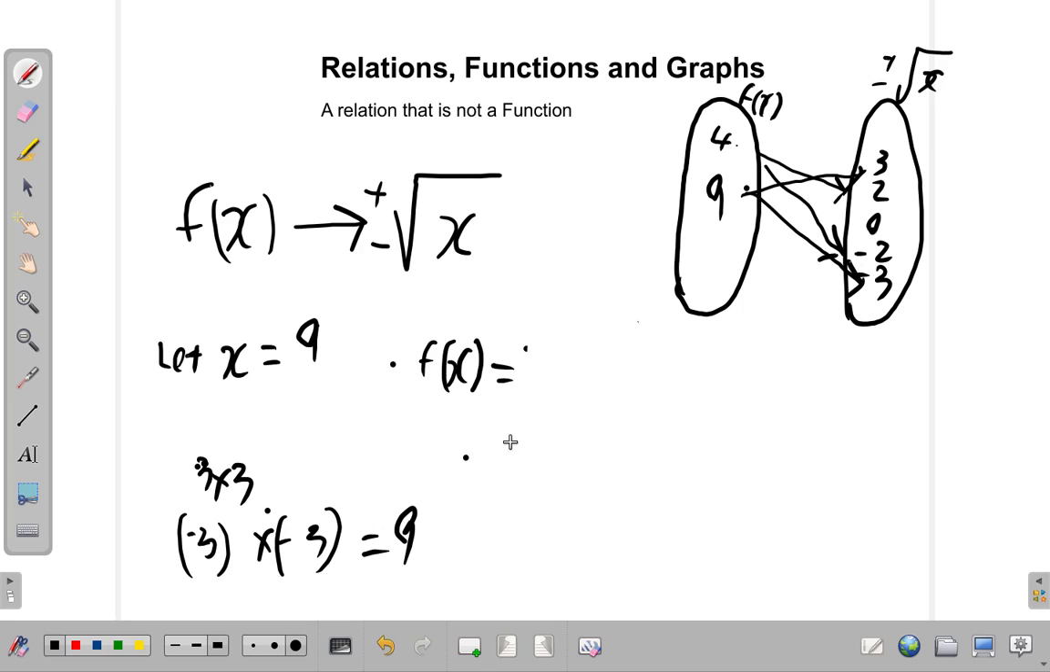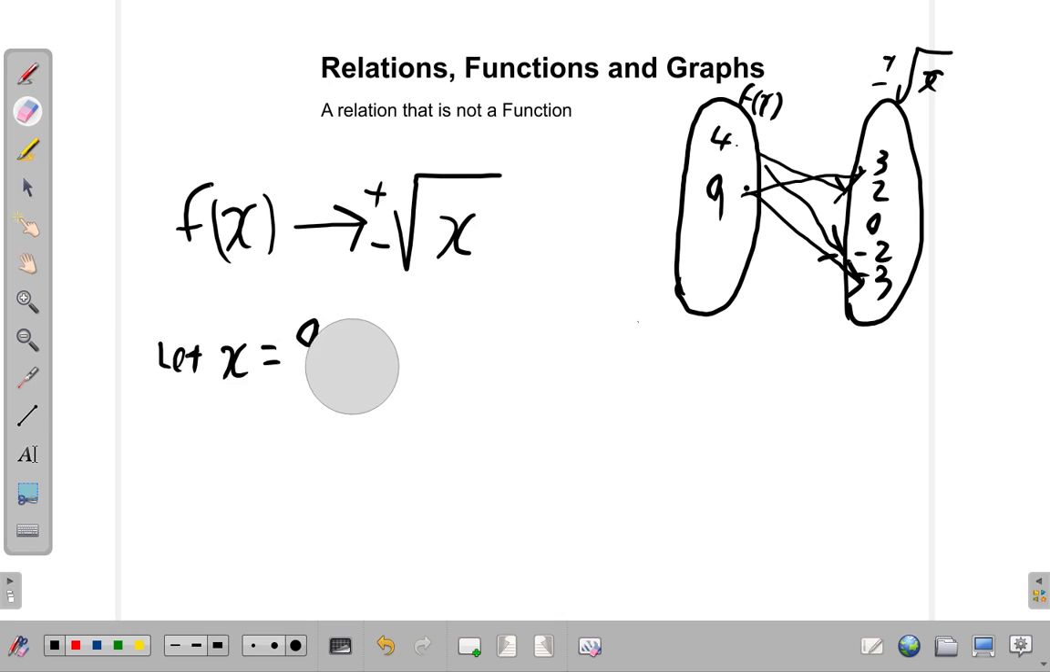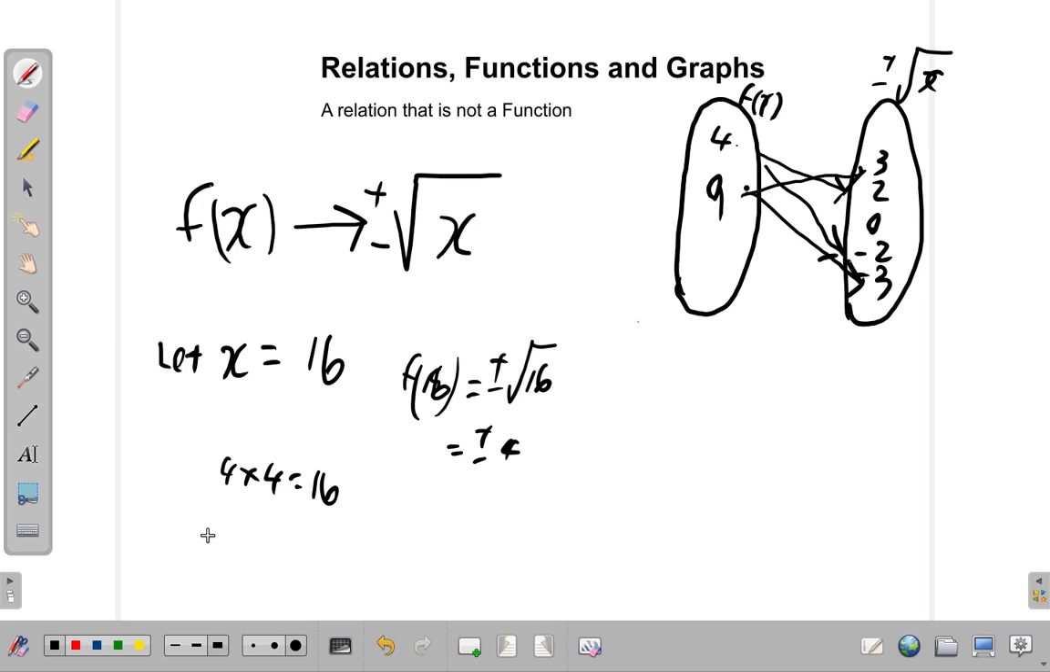Now, we could also put 16 as one more. So let our x be 16. So f of 16 is equal to plus or minus the square root of 16, which is plus or minus 4, because 4 multiplies itself to give 16, and negative 4 multiplies itself also to give 16. So we can put our negative 4 down here and our positive 4 down here. When we put 16 in the domain, find the square root of it to get the range. 16 is mapped onto 4, and 16 is also mapped onto negative 4.